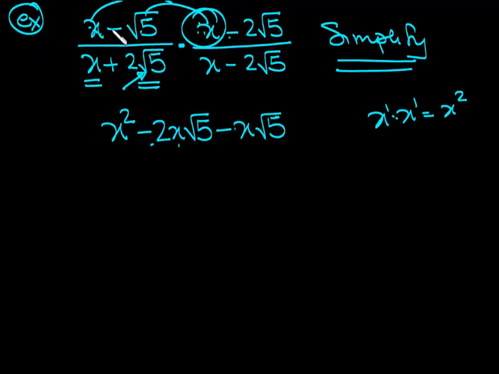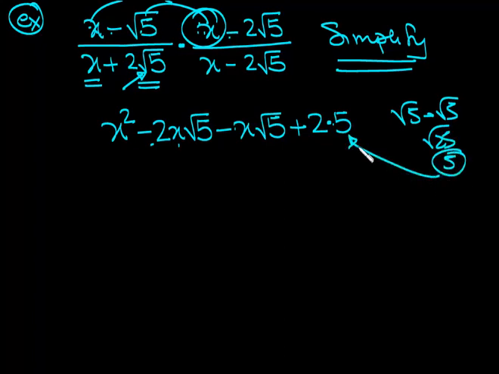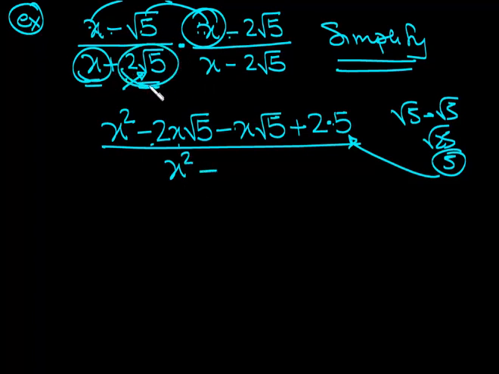Okay, and then negative times negative is a positive 2 times, what is square root of 5 times square root of 5? Just 5. We've talked about those. Okay, because square root of 5 times square root of 5 is square root of 25, and square root of 25 is 5. And in the bottom, what do we get? The bottom is easy. Since we're multiplying two conjugates, we just square the first. What's x squared? It's just x squared. Put a minus in the middle, and you square the second. What is 2 square root of 5 squared? So you square 2, 2 squared is 4, and then you square this, you just get 5, so you get 20.